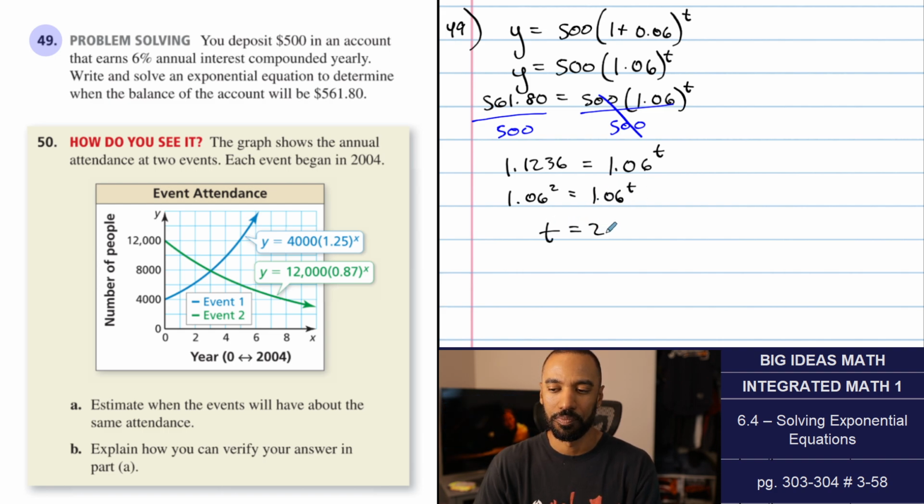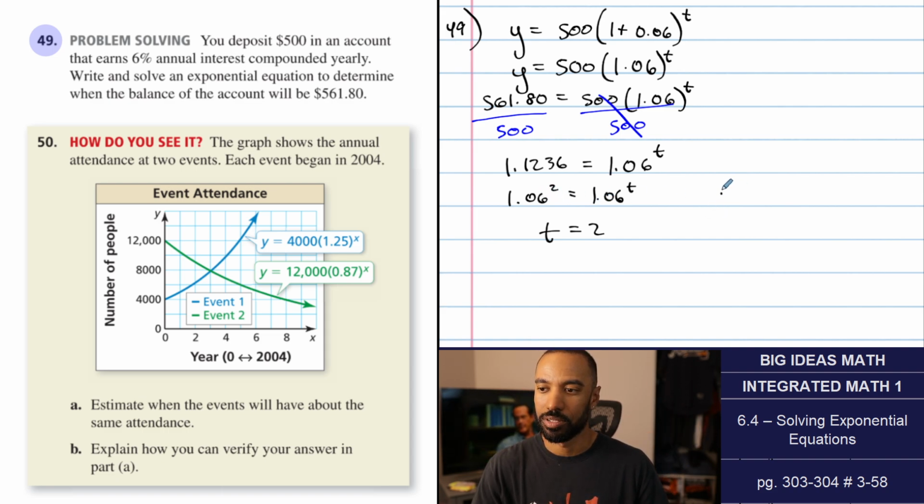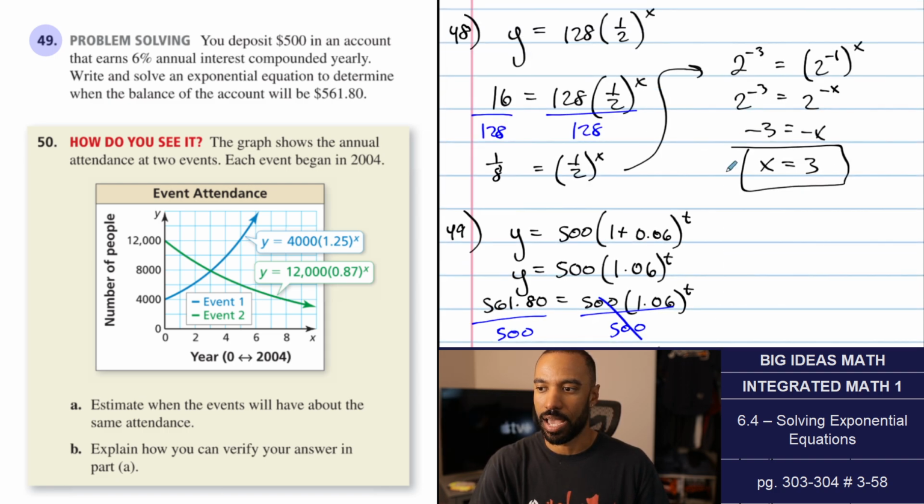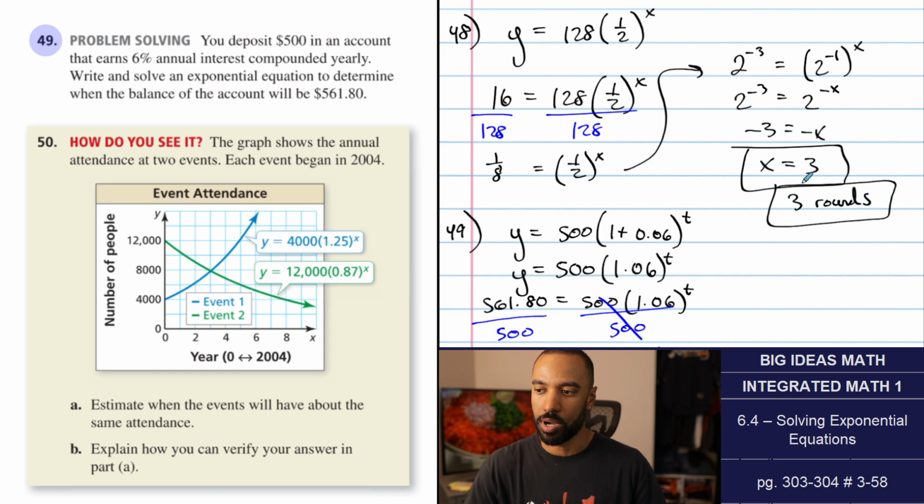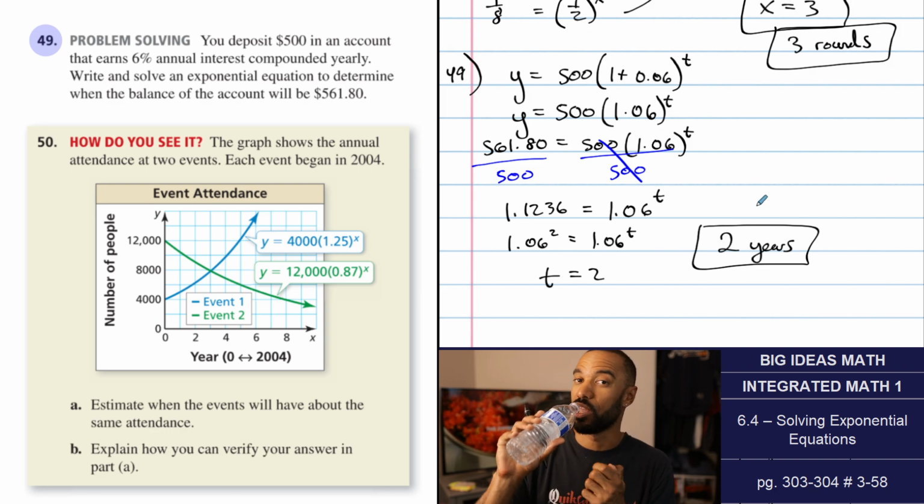So t is 2. What are they saying? After how long will you have this much money? After 2 years. I forgot if I wrote 3 rounds for this last one. I did not, but after 3 rounds, because they are word problems. 3 rounds here, 2 years there. We get 16 teams and that much money.